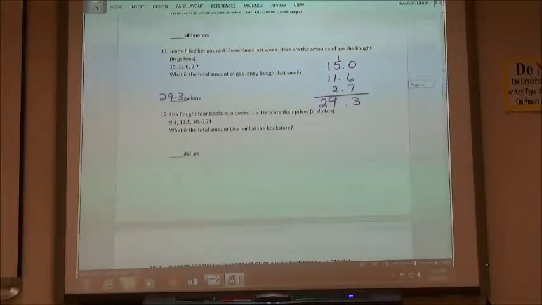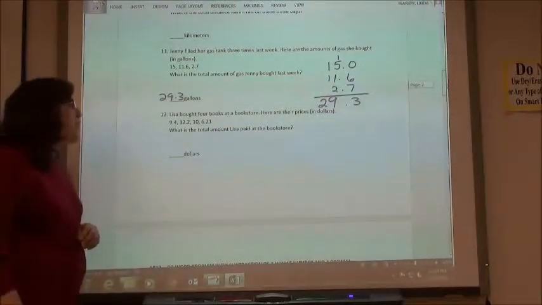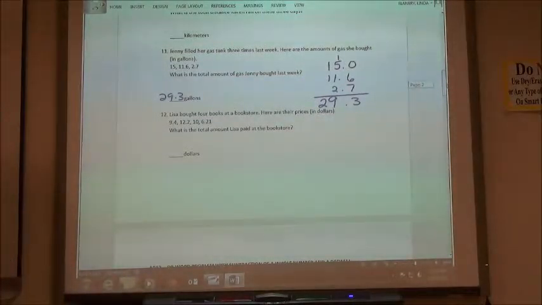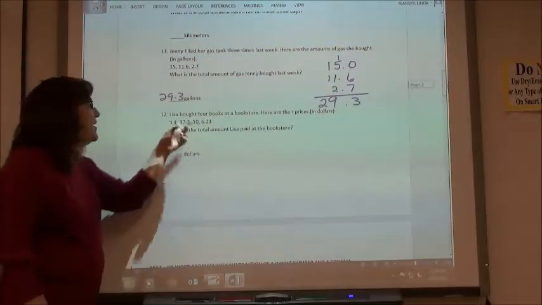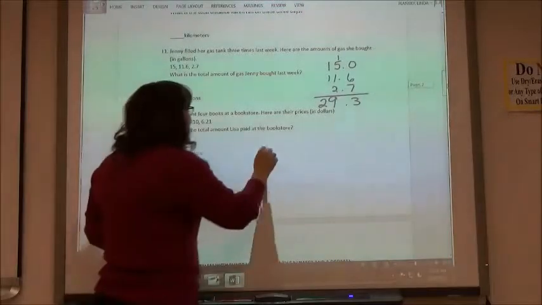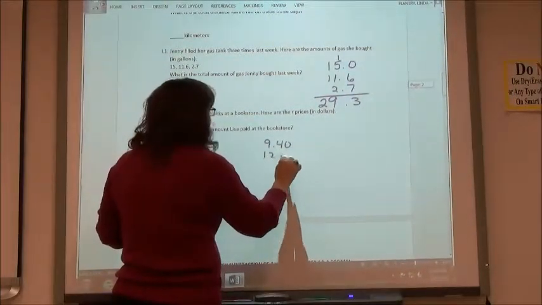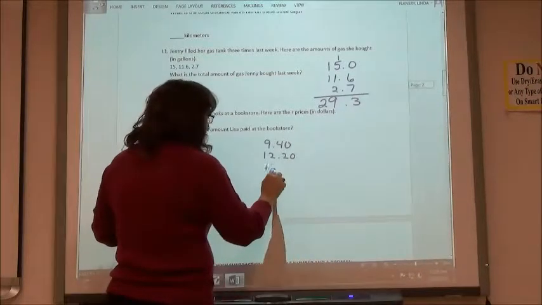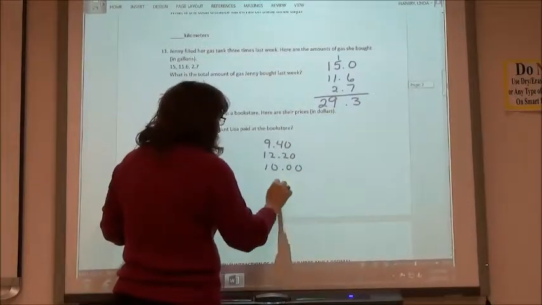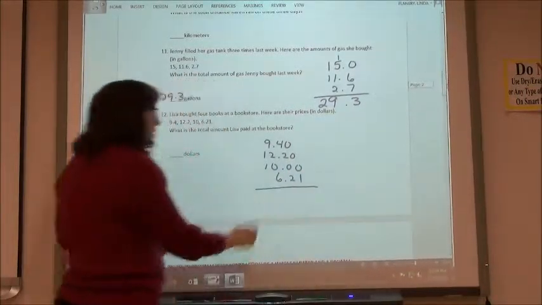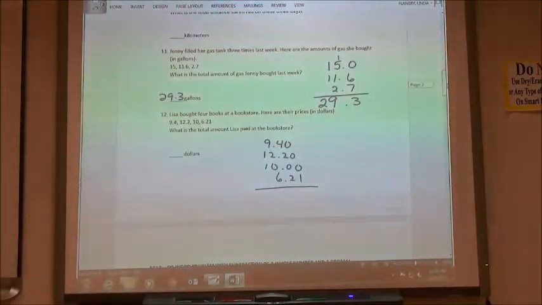Lisa bought 4 books at the bookstore. Here are their prices in dollars: 9.4, 12.2, 10, and $6.21, which is the normal way to write those. $9.40, $12.20, $10 even, and $6.21. Go ahead and add those together.